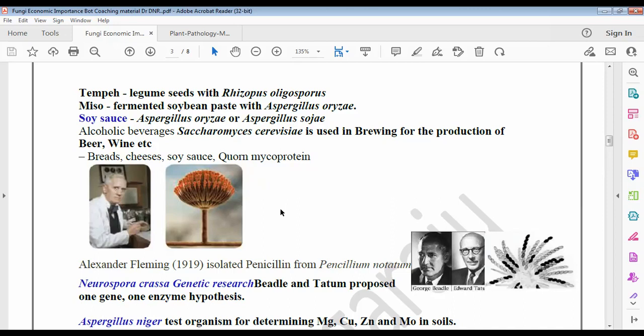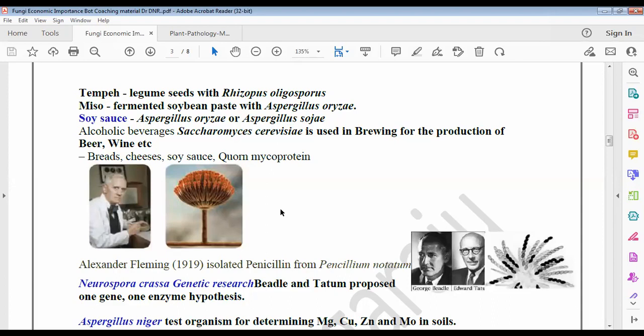Penicillin is a fungal product, not a bacterial product, viral product, or algal product. Fungal product, sir? Yes, fungal product. Penicillin is prepared from Penicillium notatum or Penicillium chrysogenum.